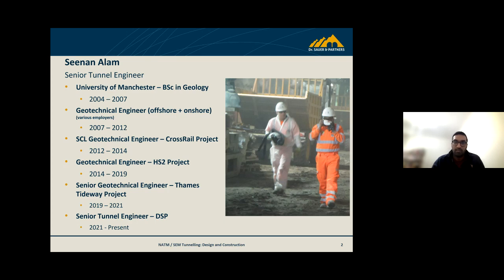Crossrail is about a 6.2 meter diameter tunnel with 21 kilometers length, and Thames Tideway is about 7.2 meters in diameter, so a fairly big sewer tunnel, and it's another 25 kilometers in length. HS2 has sections which are almost 9 meters in diameter. Those are obviously the segmental lined tunnels, but there were a lot of SEM structures associated with them.